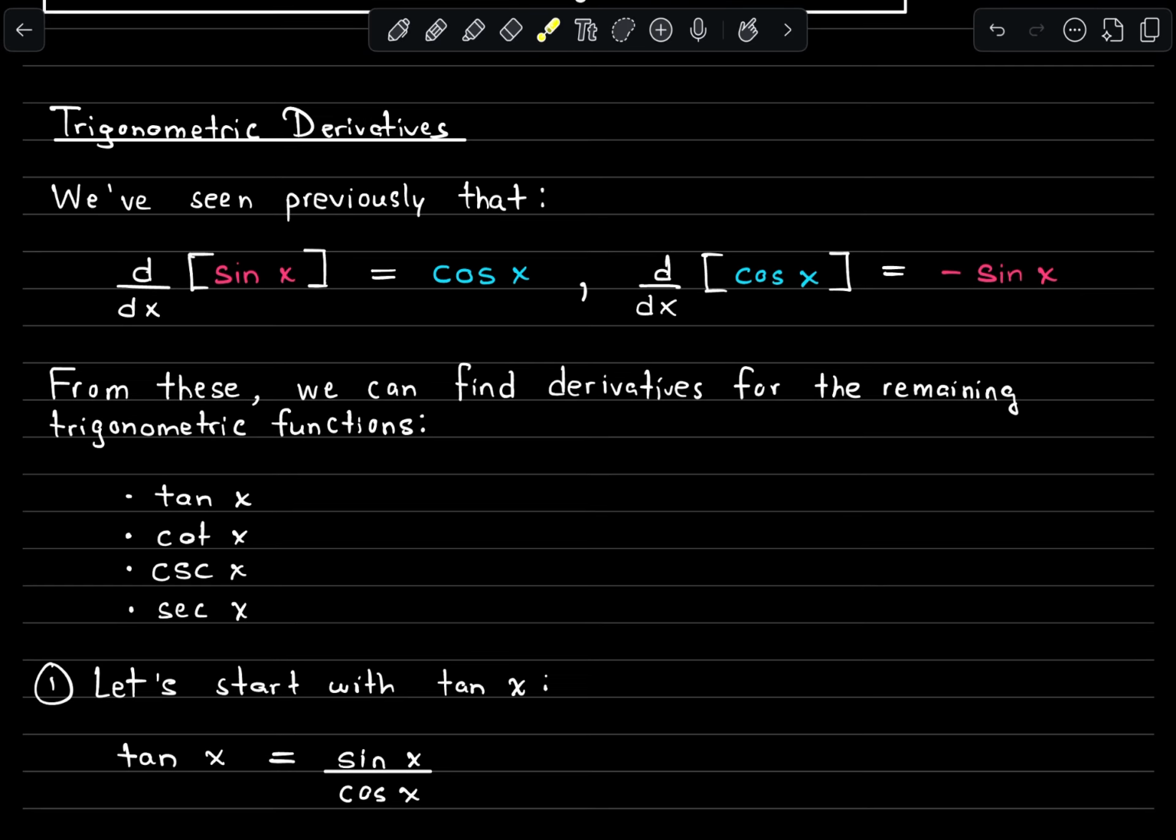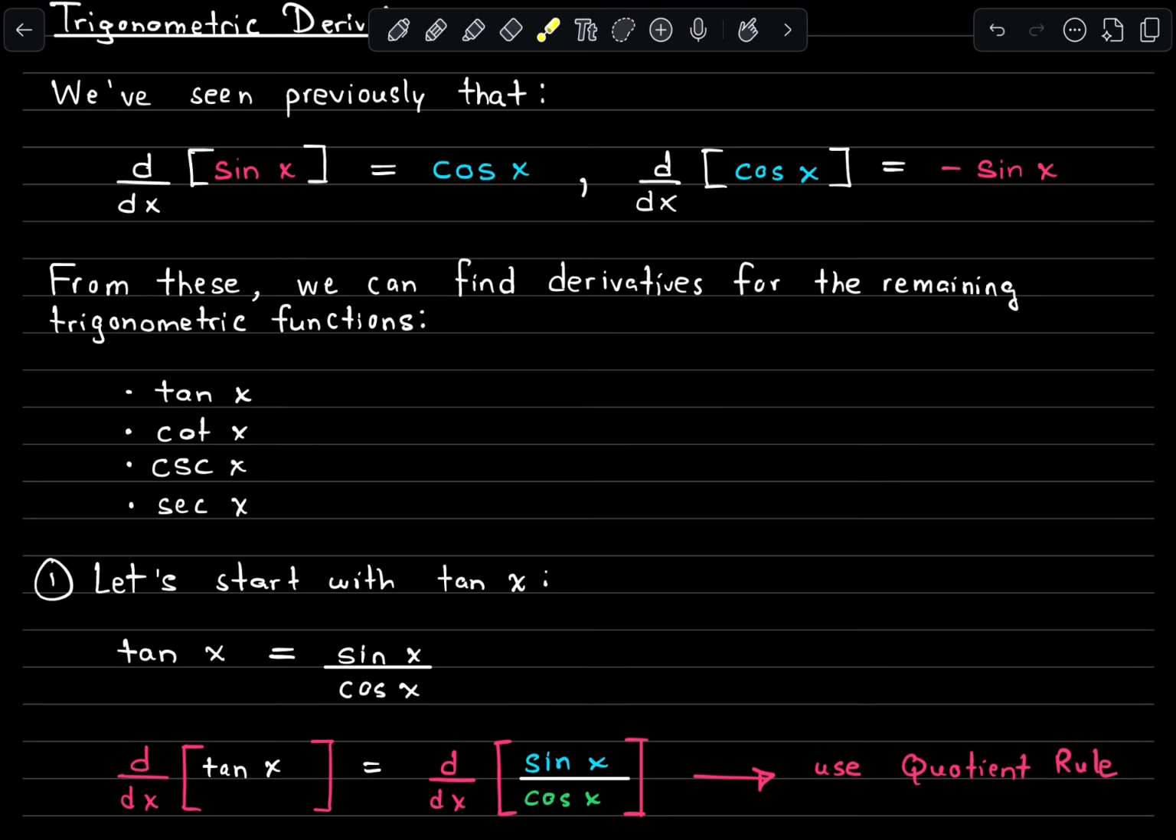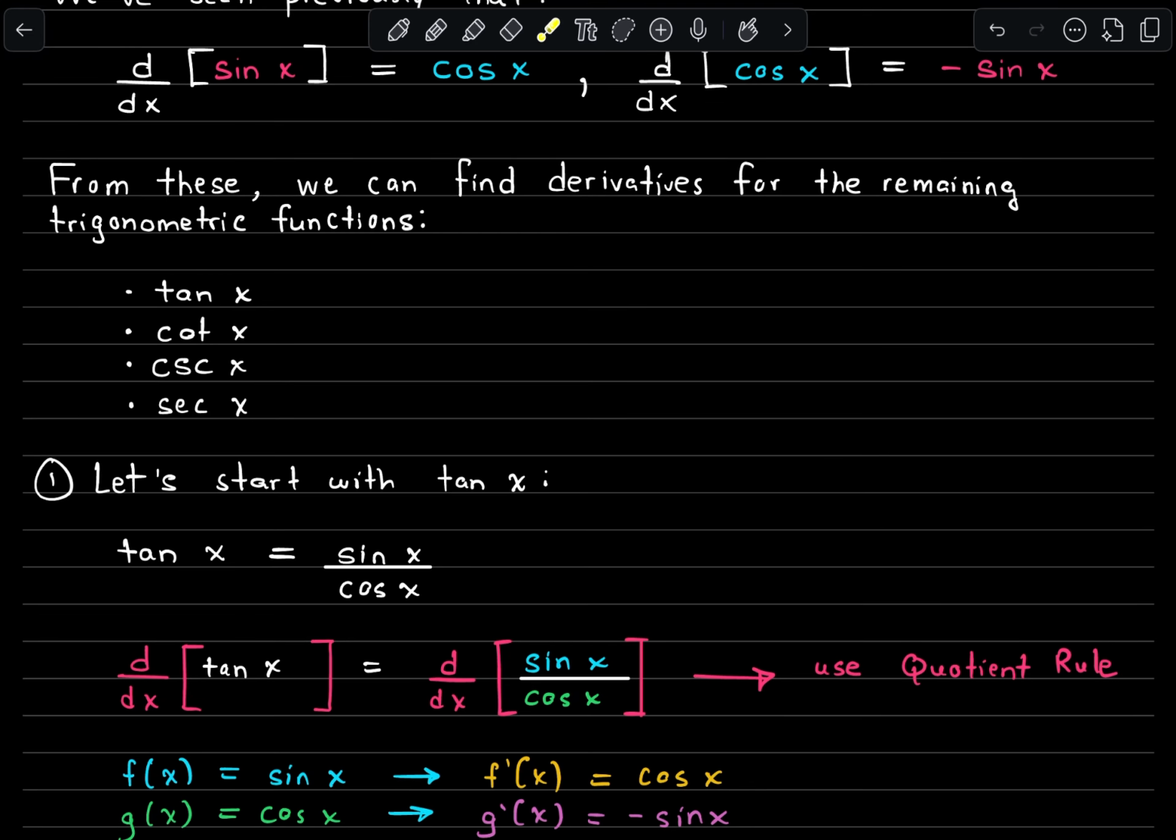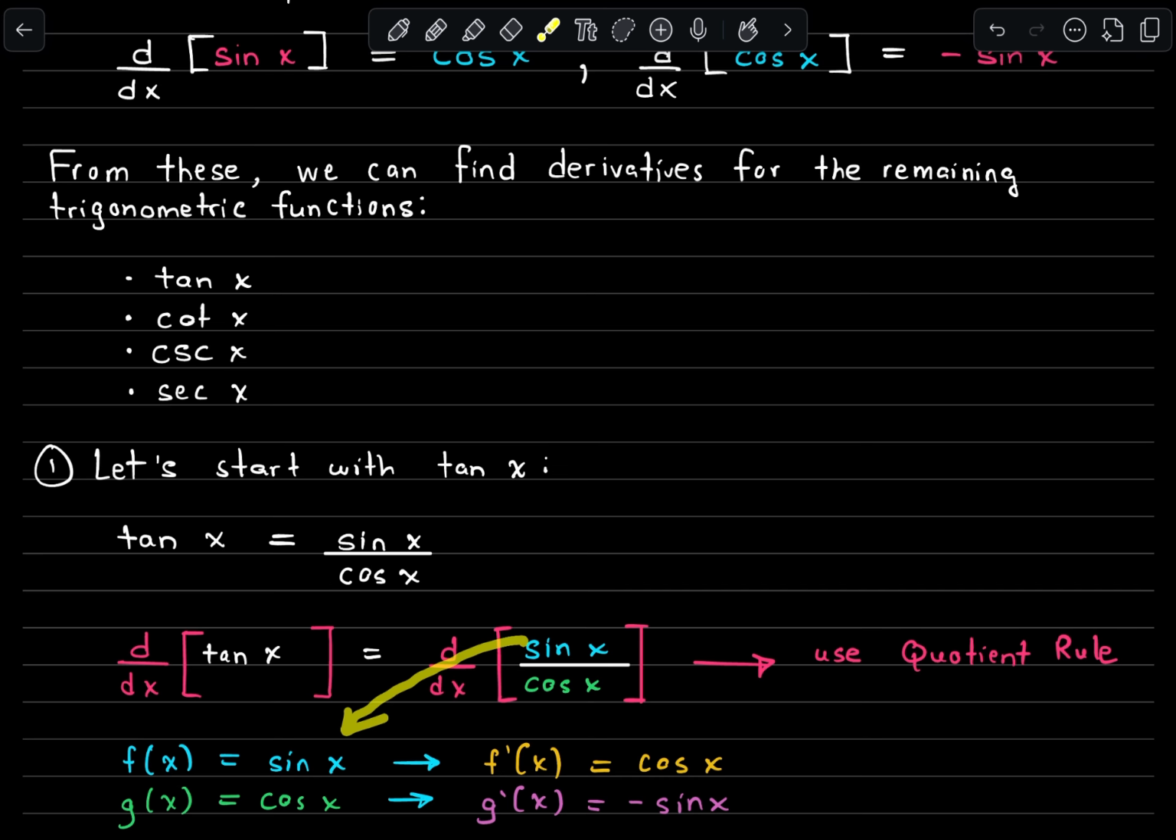Okay, so let's go ahead and we'll start with tangent x. Tangent is defined as sine of x over cosine of x. If we're going to find the derivative of this, we can represent it with these two and then use quotient rule. Our numerator, f of x, is going to be sine of x. Our denominator, g of x, is going to be cosine of x.